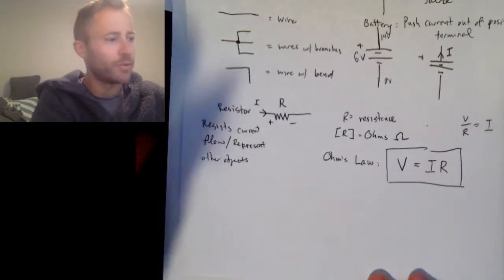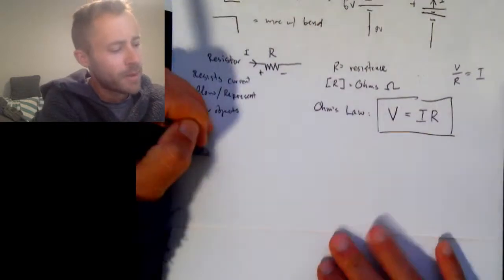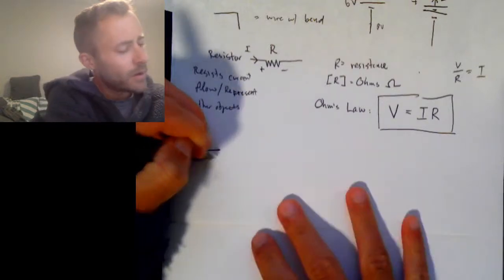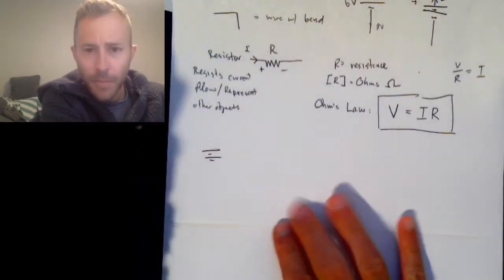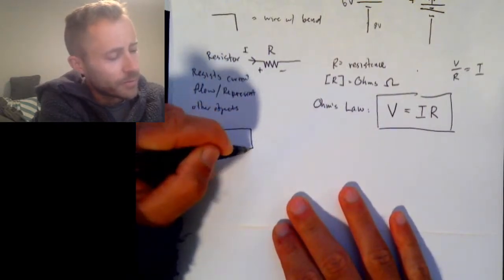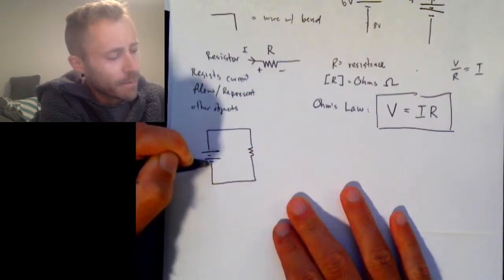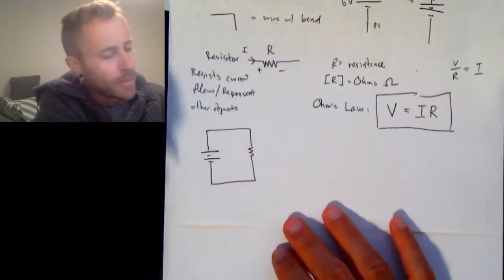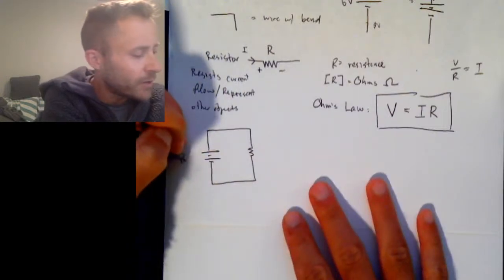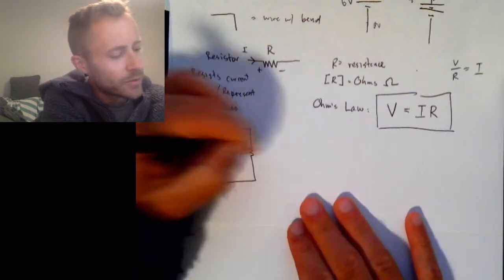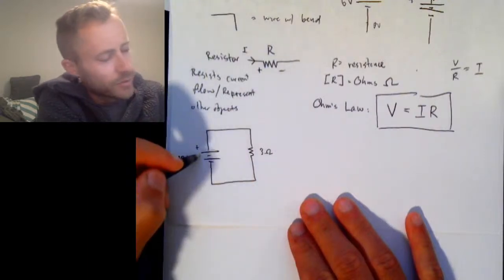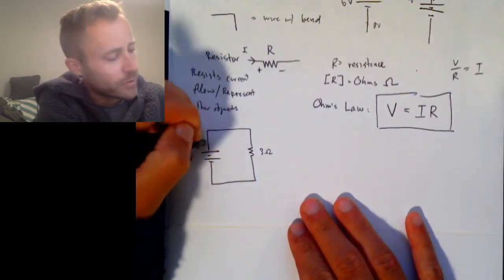So let's draw the most simple circuit that we can draw. The most simple circuit we can draw is this one. Let's say that this is a 12-volt battery, and this is a 3-ohm resistor. Because this is the positive terminal of the battery, the current is going to flow out.